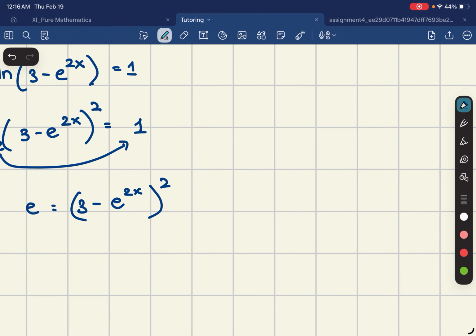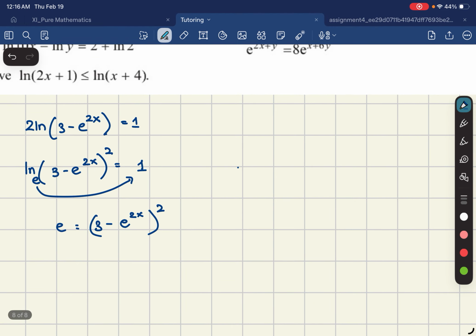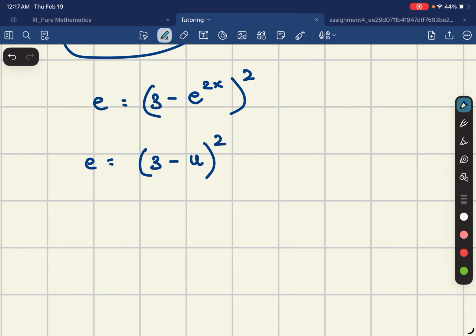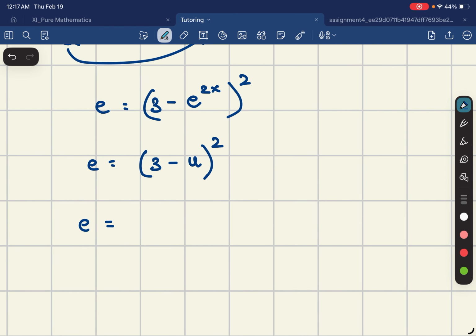Well, I can say that e to the power 2x is equal to u, right? Which is e to the power x squared is equal to u. So e to the power 2x is equal to u. So I have (3 minus u) squared, right? Because e to the power 2x is u in this case. And now I can expand this. I can say this is 9 minus 6u plus u squared.